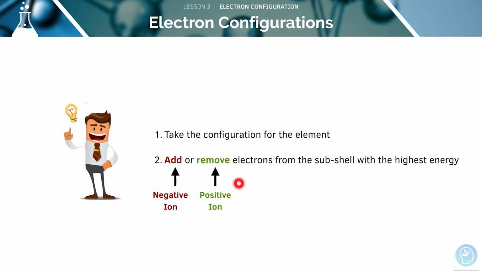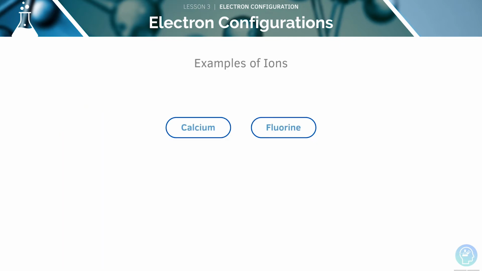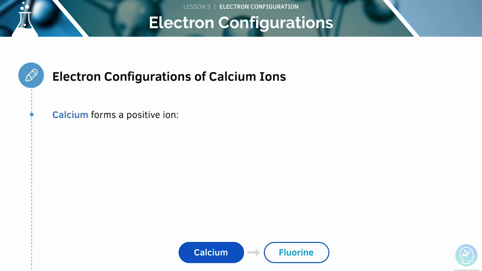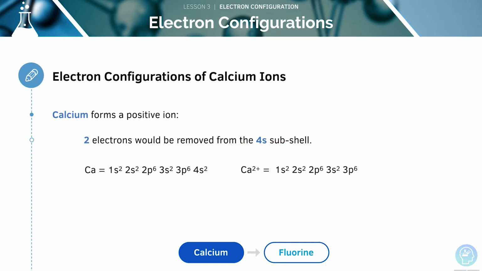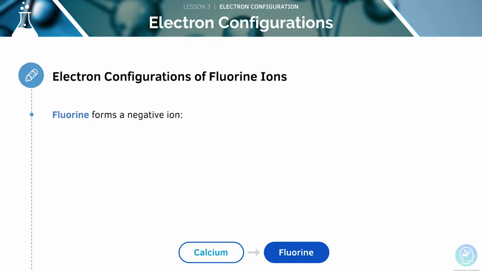If it's a negative ion, we will add electrons. If it's a positive ion, we will remove electrons. Now let's go through some examples. We'll start with calcium. Calcium makes a positive ion. In doing this, 2 electrons are removed from the 4s subshell. This is shown here.